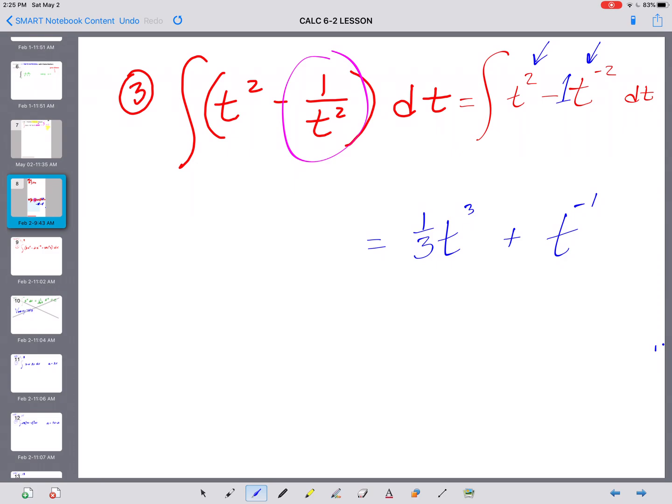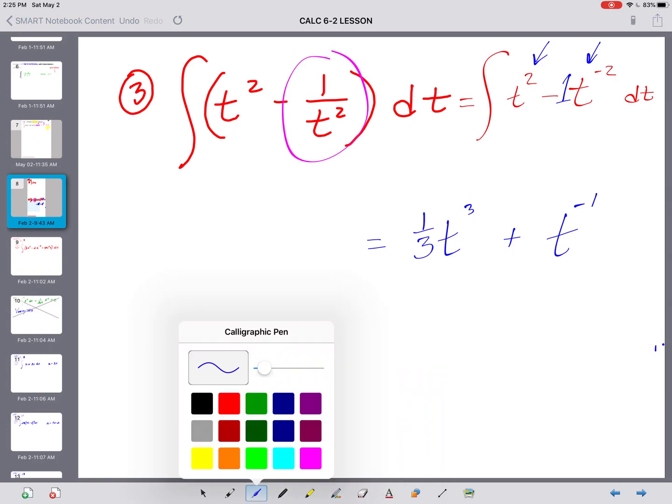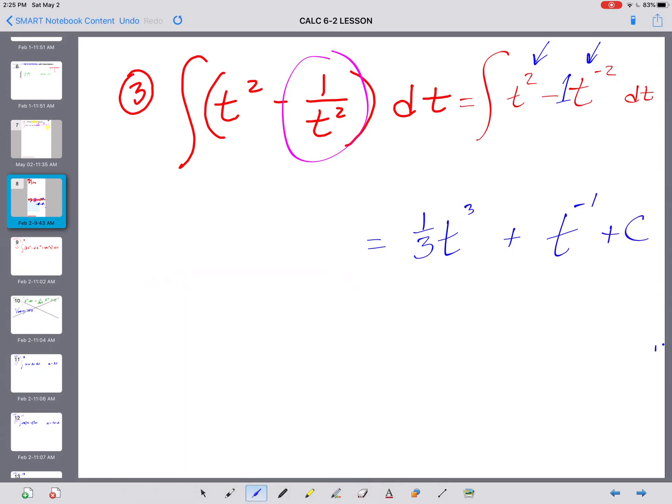There it is. What do we have to put? There's no limits on this, so you got to put a plus c. Again, no limits, indefinite integral. There it is. Looking good on number 3.